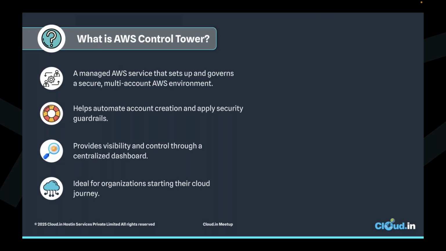One of the main benefits is that it is ideal for organizations starting their cloud journey. Control Tower is especially useful for companies just beginning their cloud adoption. It also simplifies the entire setup process and enforces security best practices automatically. In short, it's the best way to start right with AWS.